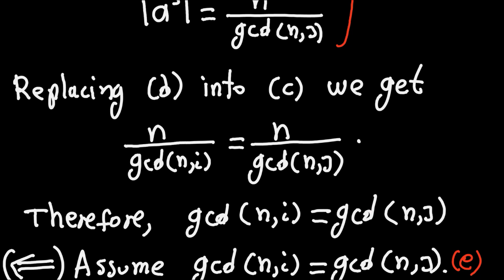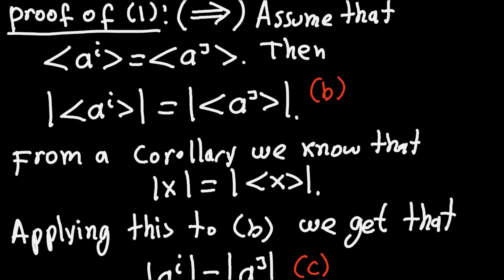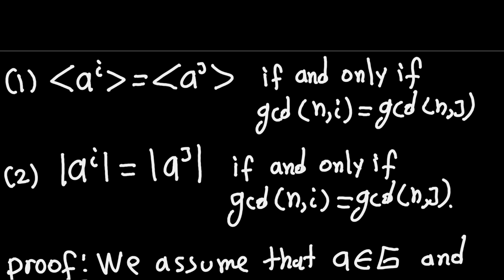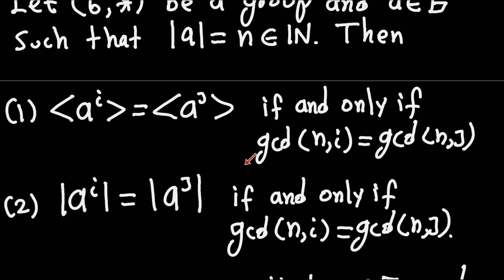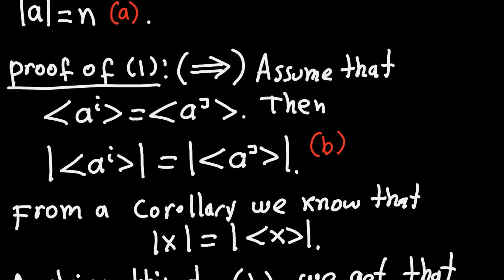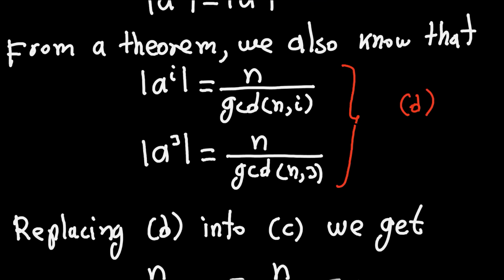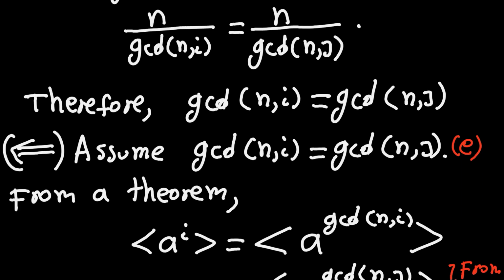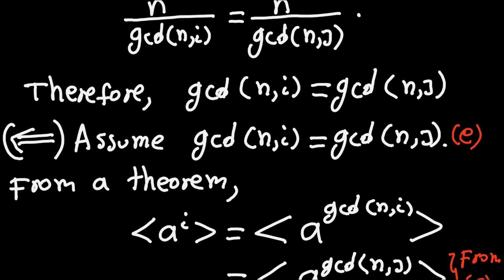So that proves the first part of part one, which is, let me scroll all the way back, assuming that this is true and proving that this is true. Now we go backwards. We're going to assume that this is true, and then prove that these two sets are the same. So let's do that. For that part, we assume, of course, that the GCD of n and i is equal to the GCD of n and j. I'm going to call that E.